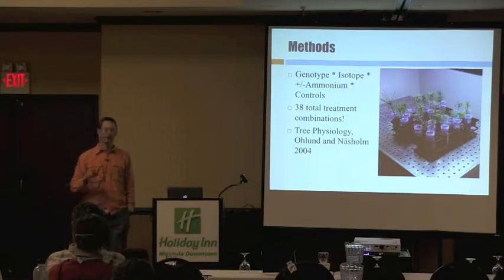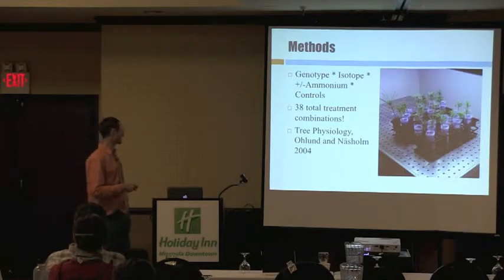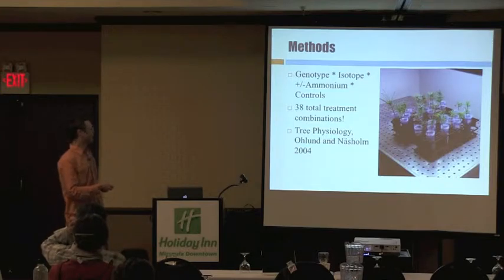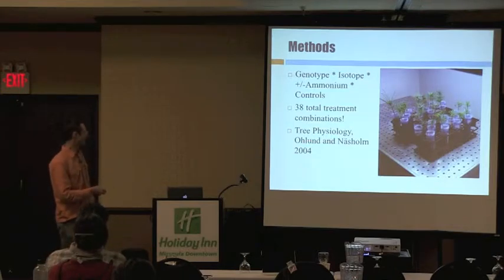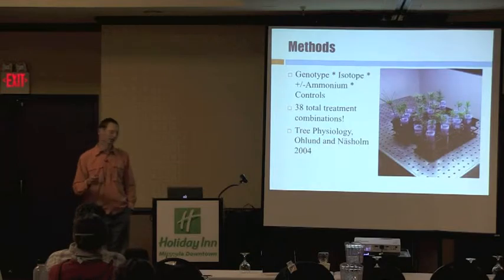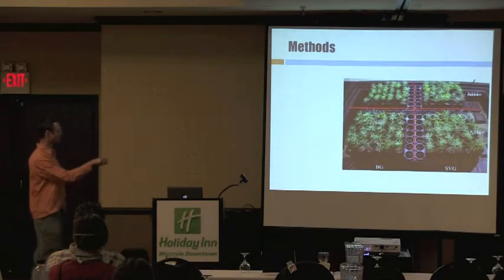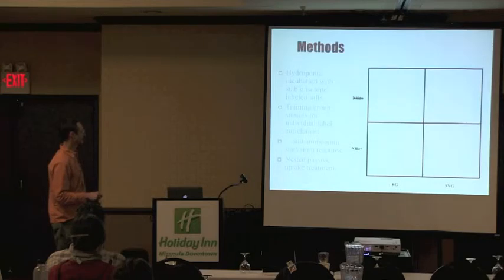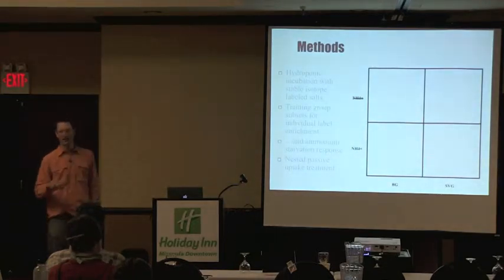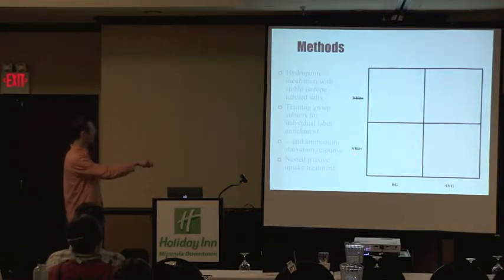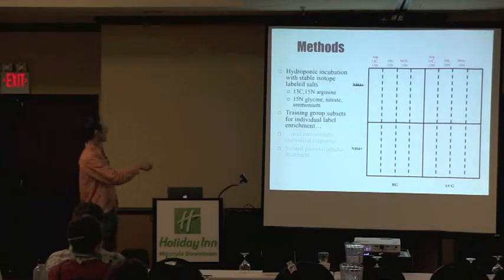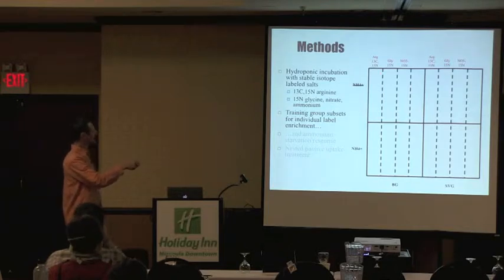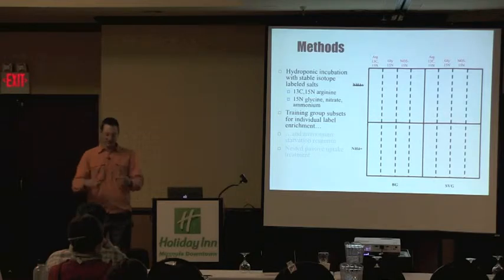So I don't know if I can adequately do that in the amount of time I have, but I'll try and describe the methods as well as I can. I really closely followed the methods of Oland and Nasholm in 2004, Tree Physiology, and I can provide that reference. So recall this diagram, and then I make a schematic out of that and try to get at what the sample groups were. So we have the two genotypes, the ammonium training, and then I took subgroups out of each of those four sets and put them in the incubation.